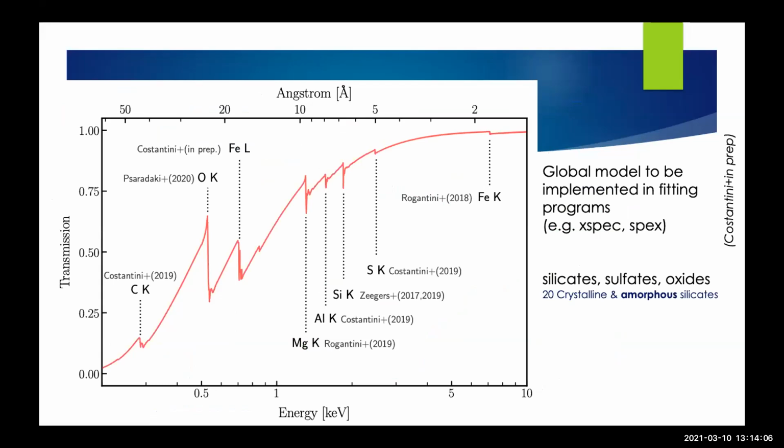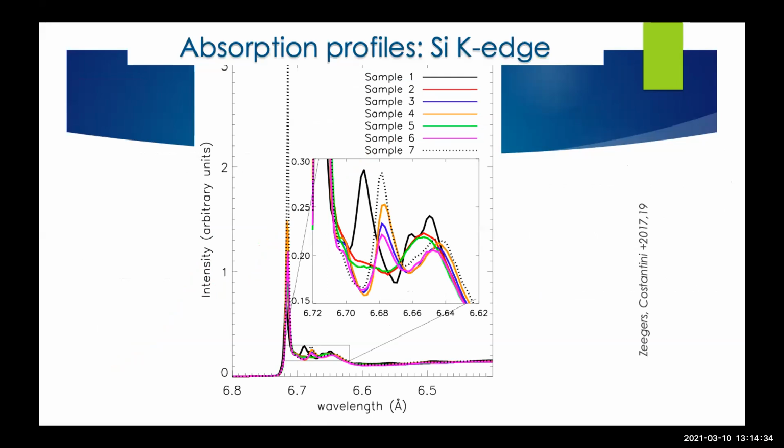On the y-axis, you see transmission as a function of the energies in the X-ray band. And these are all the edges we dealt with. Of course, this work is never ending. So we are still making additional measurements, for example, on sulfur and on carbon and calcium as well. Okay, so let me go on.